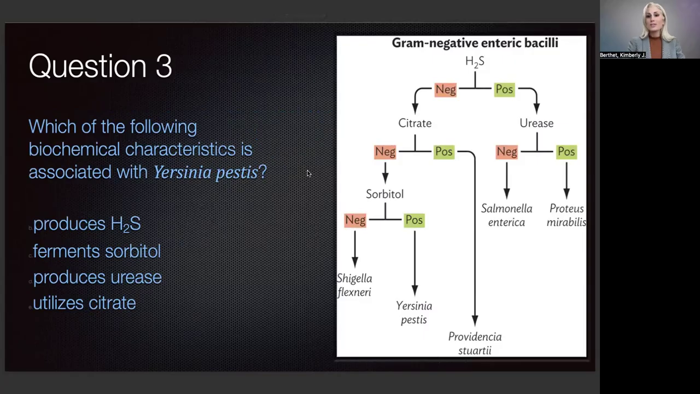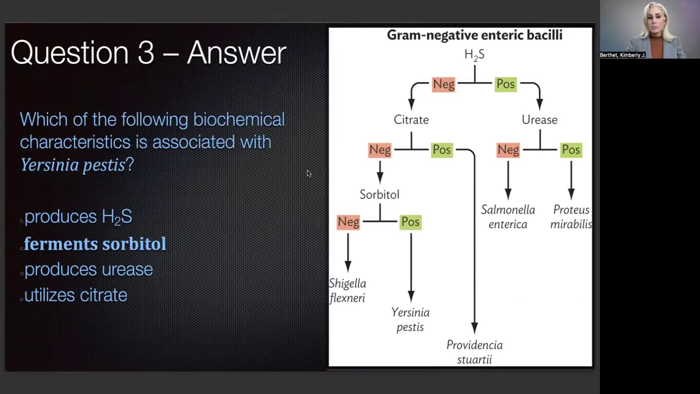Okay. Question number 3, another algorithm or dichotomous key. Which of the following biochemical characteristics is associated with Yersinia pestis? Go ahead and pause and think about it. Follow the chart. The answer to question number 3 is ferment sorbitol. So we're looking at which of the following biochemical traits is associated with Yersinia pestis.